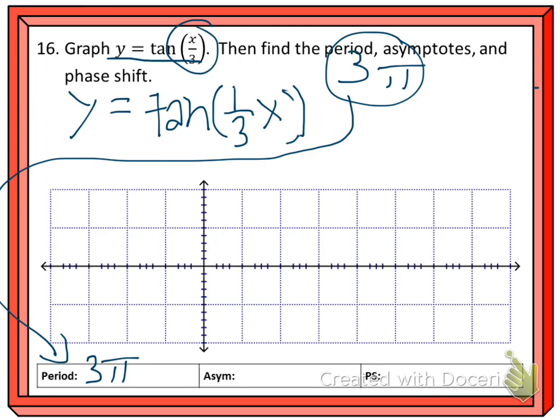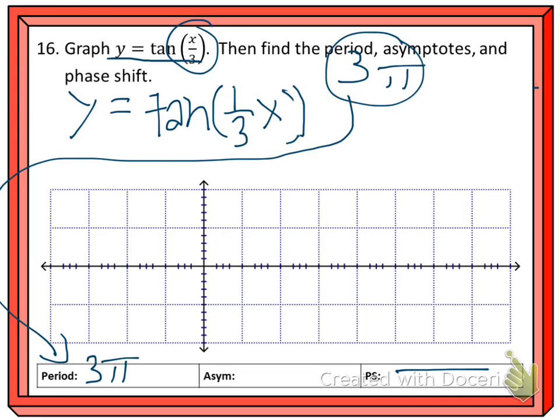When we crossed out c, we realized that there was no phase shift, because the c part of the equation that I showed you at the beginning is what tells you if there is or is not a phase shift. And since we did not have a c, we don't have a phase shift.